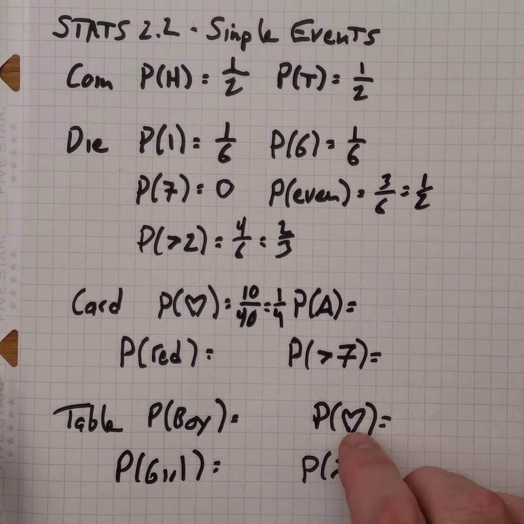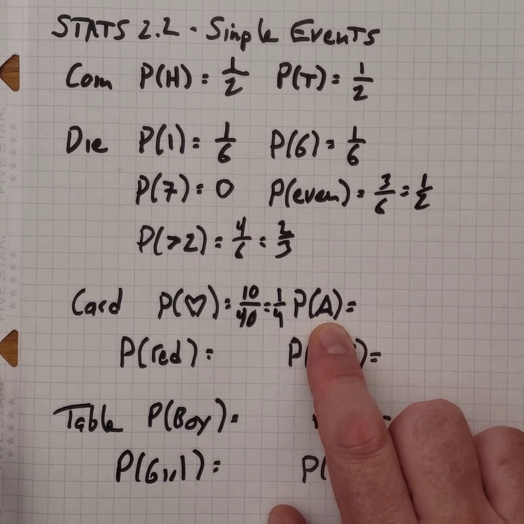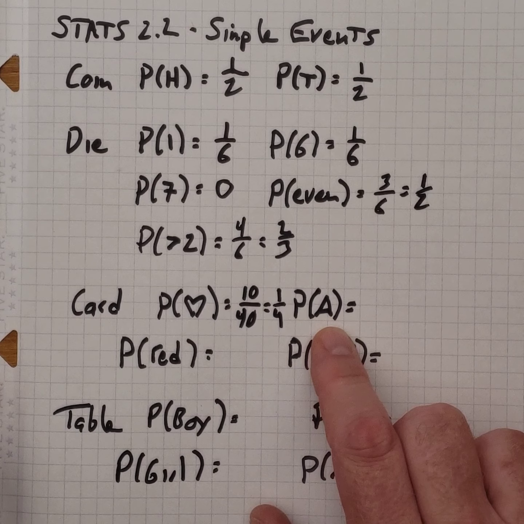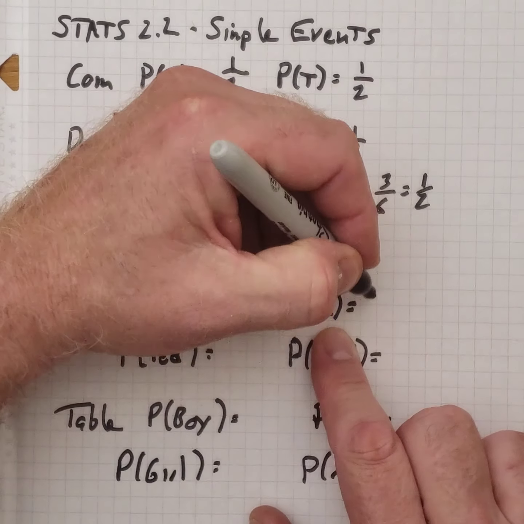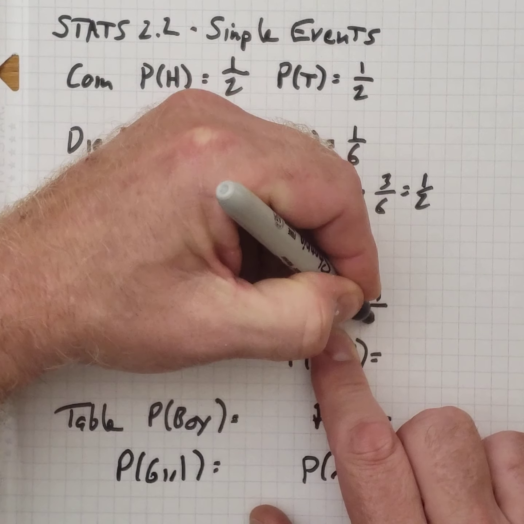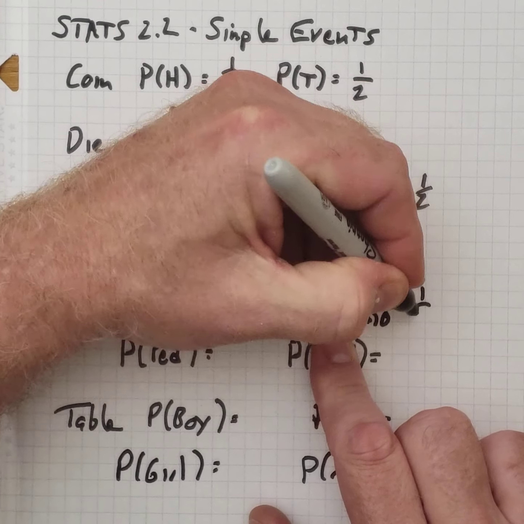That makes sense. If the deck consists of 4 suits, then the probability of any one suit is going to be 1 in 4. What's the probability if I draw a card at random that that card's going to be an ace? Well, there are 4 aces, 1 for each suit, out of 40. So that's going to be 1 in 10.